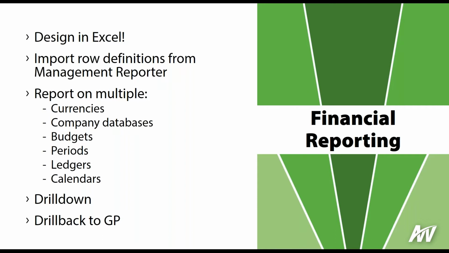ActivReporter can produce financial reports for organizations that have complex needs, such as multiple currencies, or if you've got multiple GP company databases, maybe multiple budgets or fiscal years. ActivReporter is able to handle all of these situations. And all Excel reports are going to offer drill down to transaction level detail and drill back to GP if you are a GP user. I didn't mean to go through that. Whoops, there we go. Okay, so those are some key points about financial reporting.